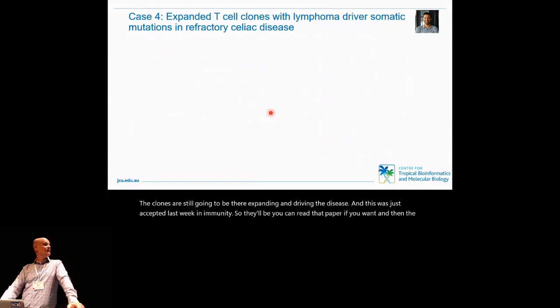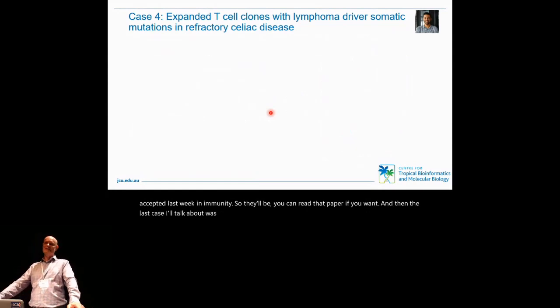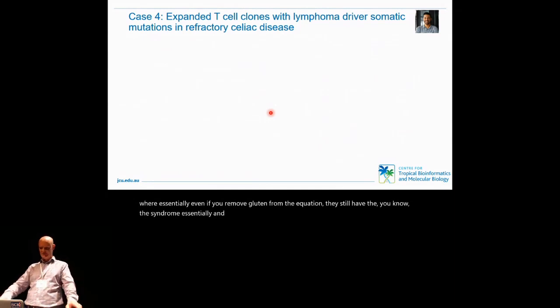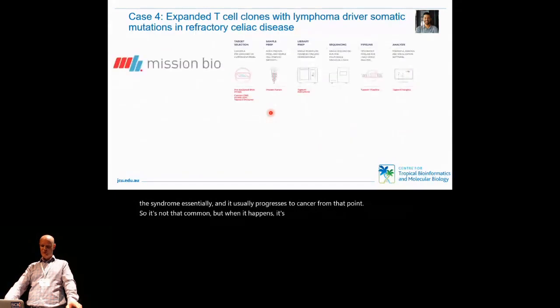And then the last case I'll talk about was refractory celiac disease. That's a very advanced form of celiac, where even if you remove gluten from the equation, they still have the syndrome, and it usually progresses to cancer from that point. So it's not that common, but when it happens, we wanted to use it as a test case, this time in T cells.